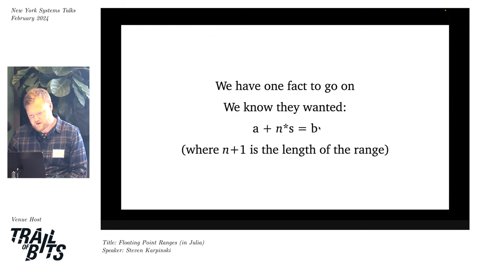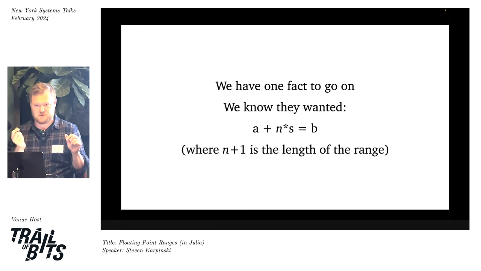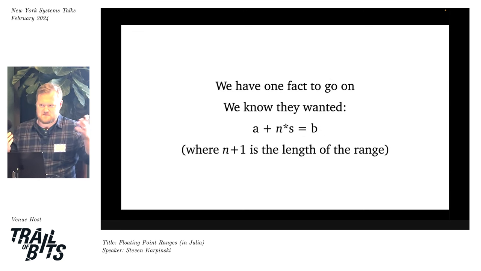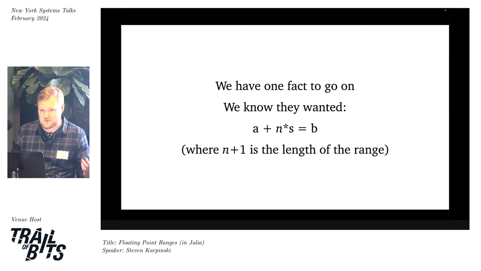So we have one fact to go on here, basically. We know that the user wanted actual numbers that satisfy a plus n times s equals b. The length of the range is actually n plus 1, but we have this number n. We know that when we add the step to the beginning point n times, we should get to the end point. Otherwise, they don't match. So we need to use that fact to maximum advantage.